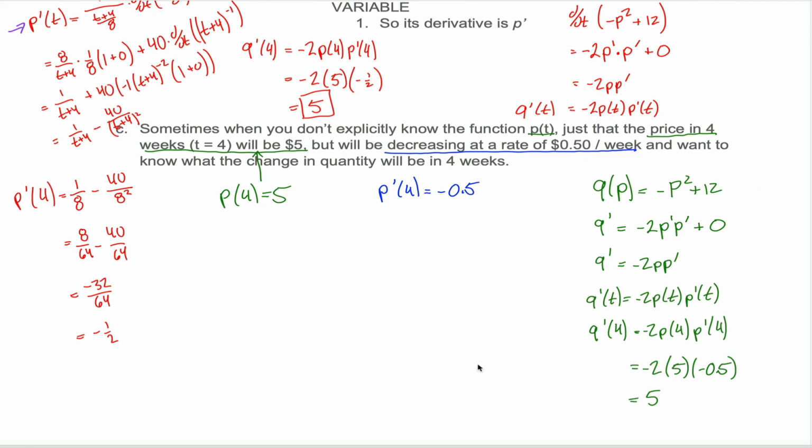Mercifully, that's the end of chapter 2. That's all we're ever going to do on derivatives. We're now going to move into a whole different chapter of our book and a whole different chapter of our class.